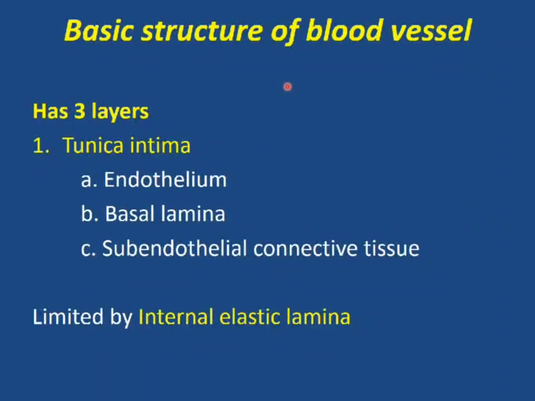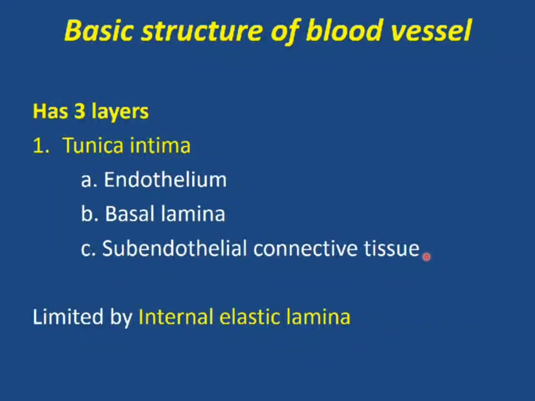The basic structure of a blood vessel is histologically made up of three layers. The innermost layer is the tunica intima, which is made up of endothelium. The endothelium is formed by simple squamous epithelium lying over the basal lamina or the basement membrane. Deep to this basal lamina, there will be a layer of loose areolar connective tissue which forms the subendothelial connective tissue or the lamina propria.